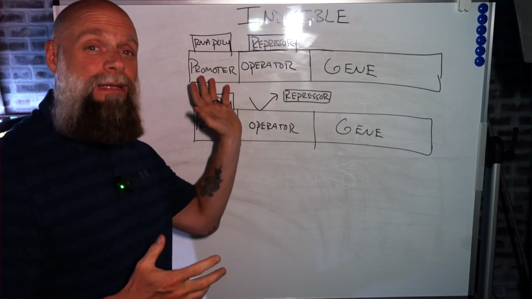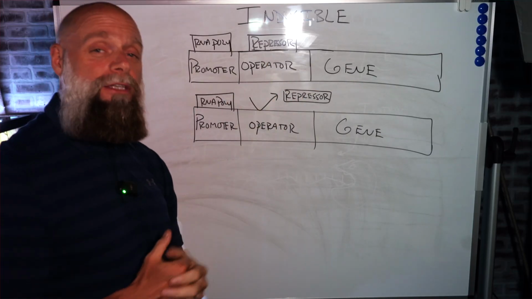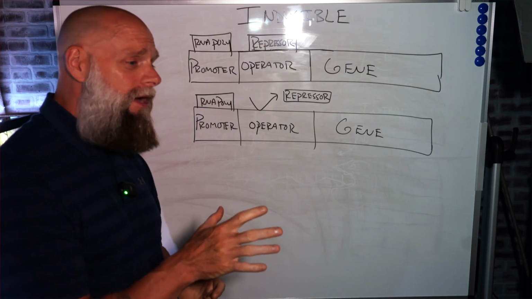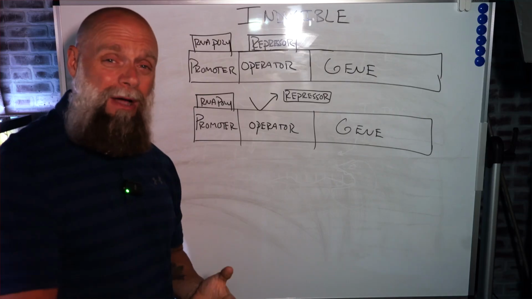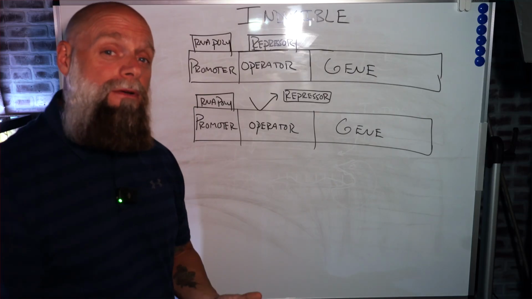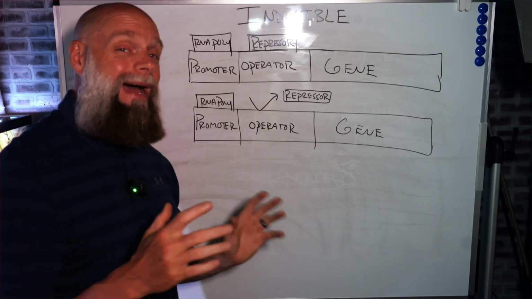What we have is a gene, and we have a control region here. The first thing we're going to talk about are genes that are inducible. In other words, they're normally off, but they can be induced. They can be turned on. We're going to talk about how that happens.